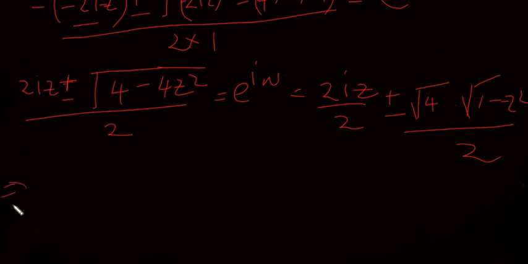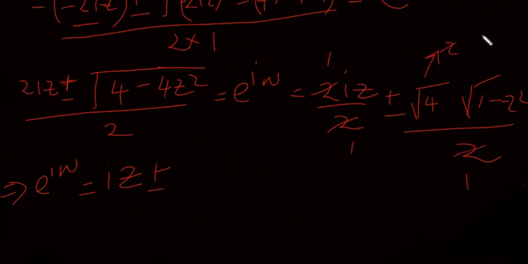This implies that my exponential iw, this one will cancel. Remember, this one will just cancel very easily. iz plus or minus. Remember, root 4 is 2, so 2 over 2 is 1. Which gives me plus or minus the root of 1 minus z squared.